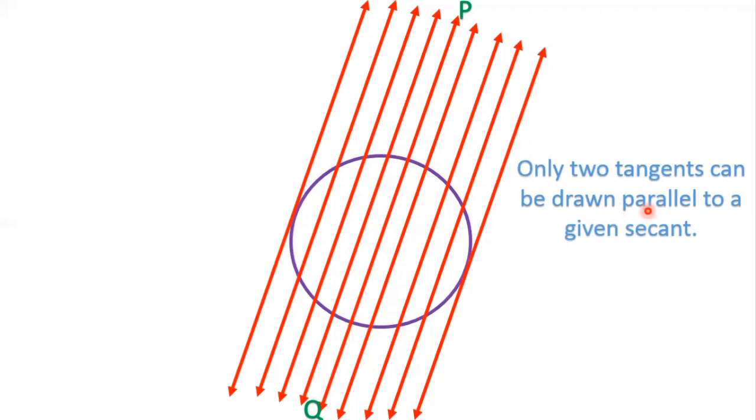Only 2 tangents can be drawn parallel to a given secant. If a secant is not given, we can draw so many parallel tangents, but for a given secant, we can draw only 2 tangents parallel to it. But remember, in a circle we can draw so many parallel tangents.